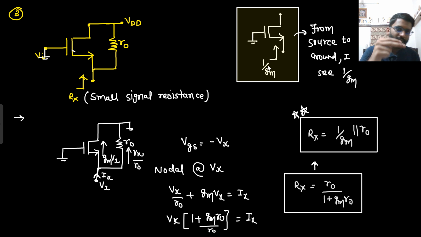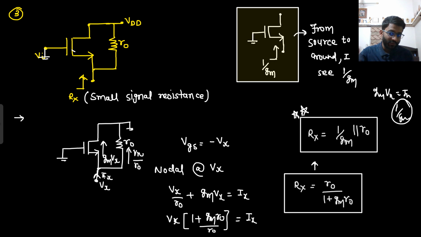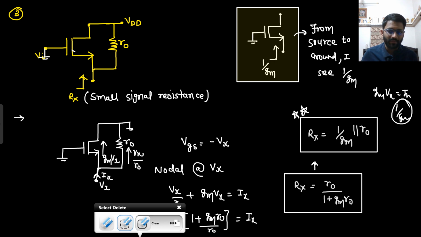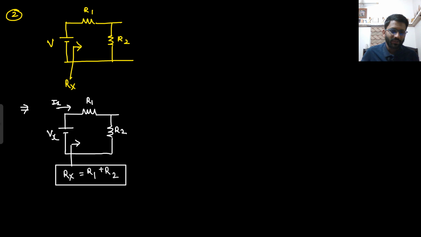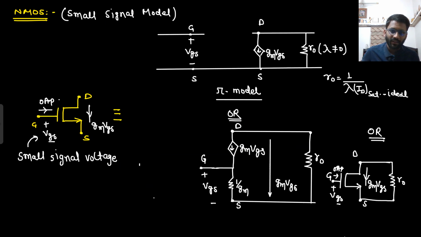Right? From here 1 by Gm, or you can simply derive it as well, because if you are applying Vx potential here, what will be the current flowing upward? That would be Gm Vx. So Gm Vx is equal to Ix. So what is your Vx by Ix? That is 1 by Gm. But the condition is this gate should be grounded. Then only you can see 1 by Gm, right? Or in the small signal model as well, from here we are asking. So what is that? 1 by Gm only, right? So the only basic thing that you need to remember is that from source to ground you are seeing 1 by Gm. Say yes or no. Agreed? Very good.